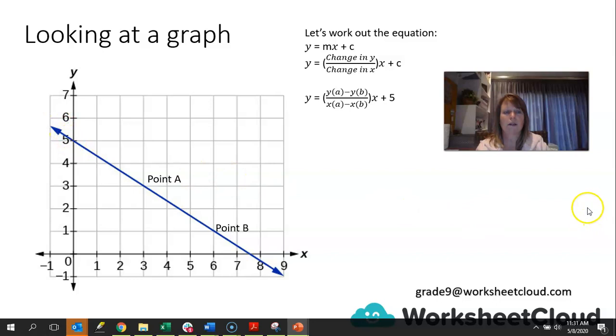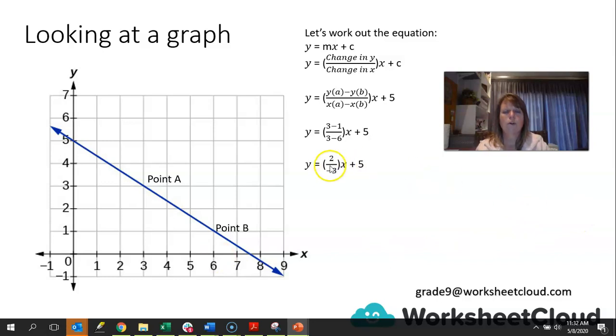All right, now we're going to work out our change. As I said to you, point A, y is 3, point B, y is 1, so it'll be 3 minus 1, over the change in x, and point A, the x value is 3, and point B, the x value is 6.